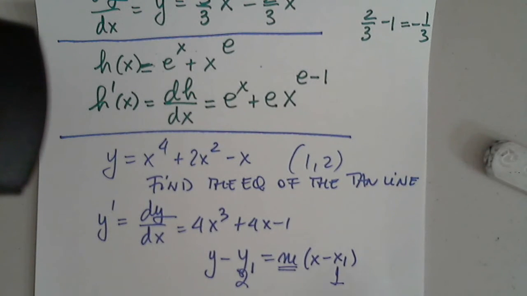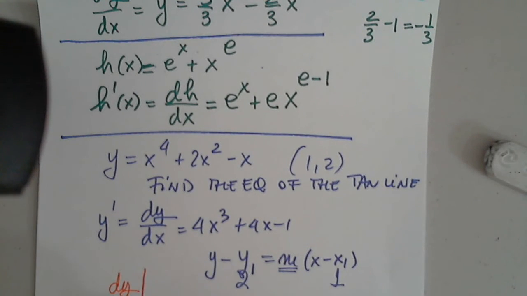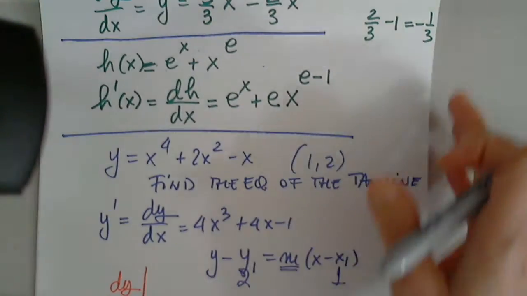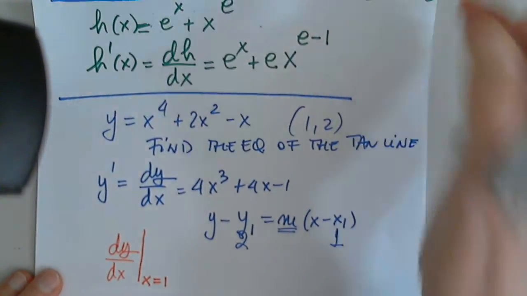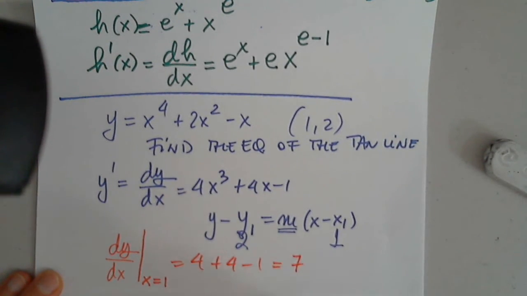Plug in x to the derivative. Plug in what? Oh, like, I guess 1. Excellent, very good. So dy over dx, this is how we write it, when x equals 1. So I have 4 plus 4 minus 1, which is 7. So then the slope is 7 at that particular point. Any questions before we continue?